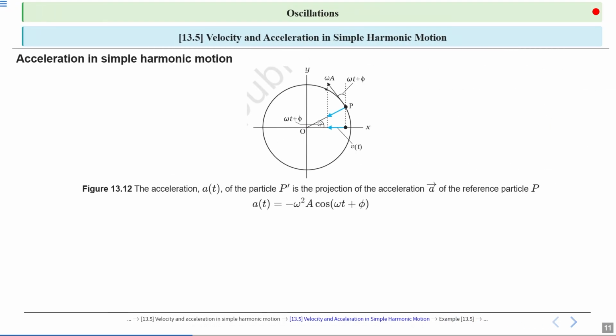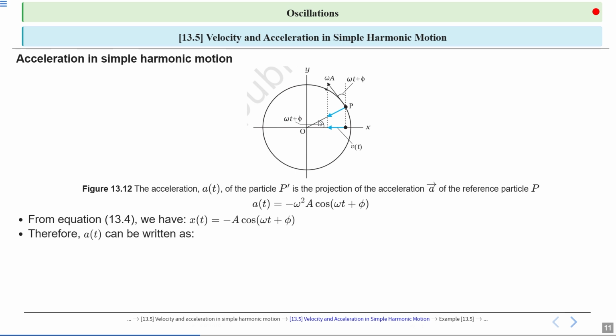So the formula a(t) is equal to minus omega squared A cos(omega t plus phi). From equation 13.4, we have x(t) is equal to A cos(omega t plus phi). Therefore, a(t) can be written as a(t) is equal to minus omega squared x(t). This is a key result for SHM.